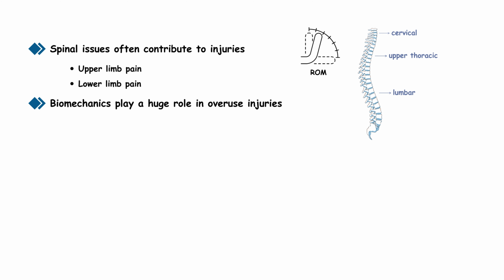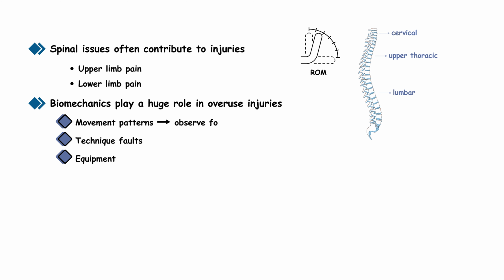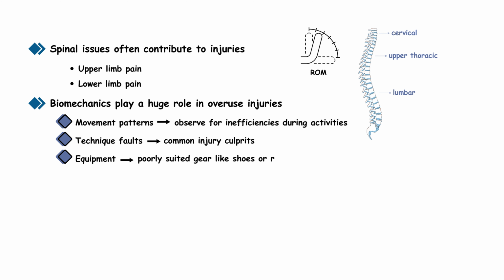Biomechanics play a huge role in overuse injuries. Here's what to evaluate. Observe for inefficiencies during activities. These are common injury culprits. Poorly suited gear like shoes or rackets can increase injury risk.